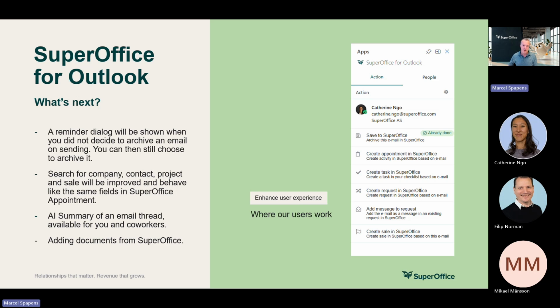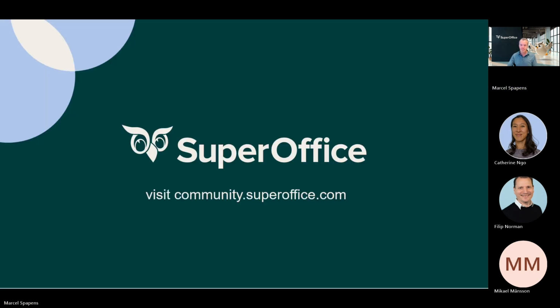We'll also be adding an AI summary of an email thread. We'll save that in the SuperOffice document entity, and it will be available for you and also for coworkers. Also very handy when you do searches in SuperOffice, it will then come up with this email. And we're working on a feature where you can add documents that are stored in SuperOffice as an attachment to the email. That will be all coming during the summer.